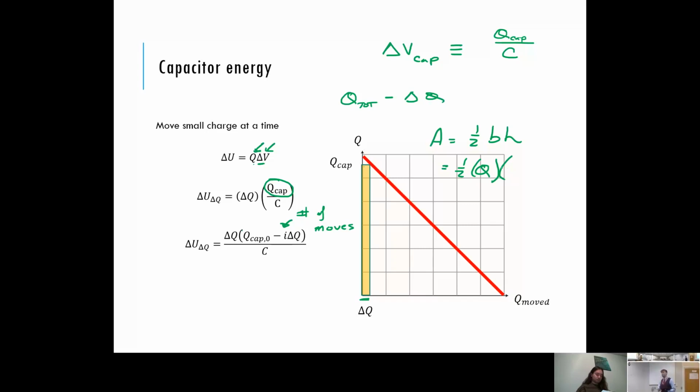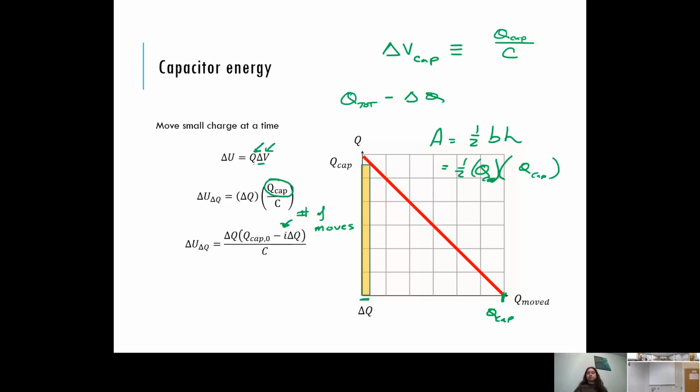The charge that's moved. What's the total amount of charge that I can move? Take some from the top capacitor plate, move it to the bottom. I do it again. I do it again. At some point, I'm going to run out. In other words, the amount of charge that moved is also the initial charge that's on the capacitor. Eventually, right here, that's also Q cap. I cannot move any more charge than what was initially on the capacitor plate.